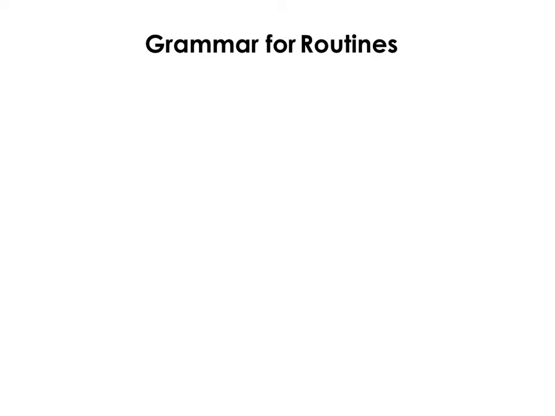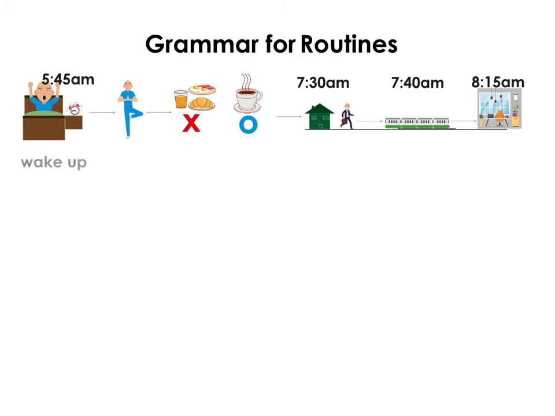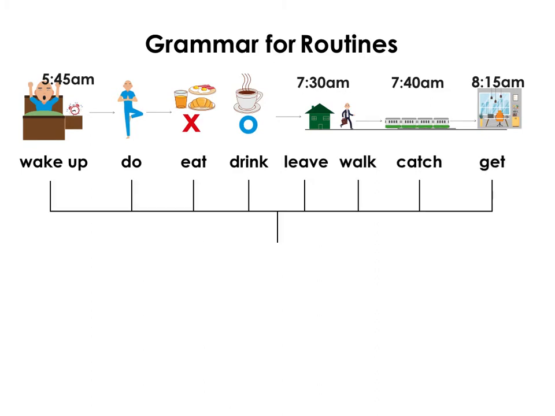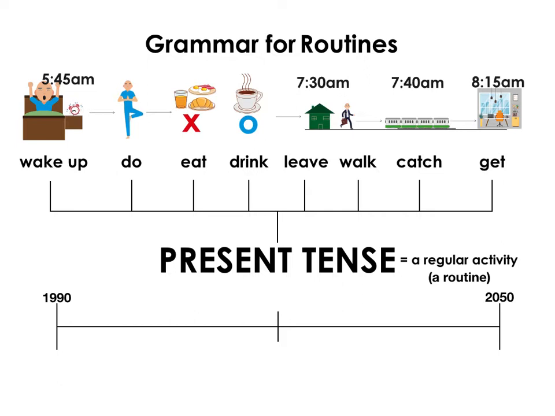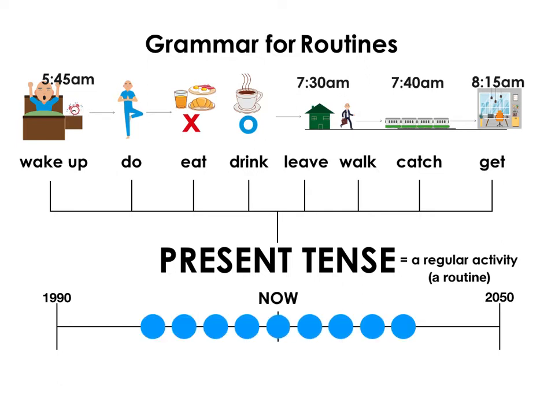Okay, so let's take a closer look at the grammar I used to talk about my morning routine. Maybe you noticed that all of my verbs or actions were in the present tense. Wake up, do, eat, drink, leave, walk, catch, get. All of them are in what we call the present tense. And we use the present tense to talk about a regular activity, or of course, as we said before, a routine. When we use the present tense, it means that this is a regular activity for us. It means this is something we do now regularly, we have done in the past regularly, and we will do in the future regularly.